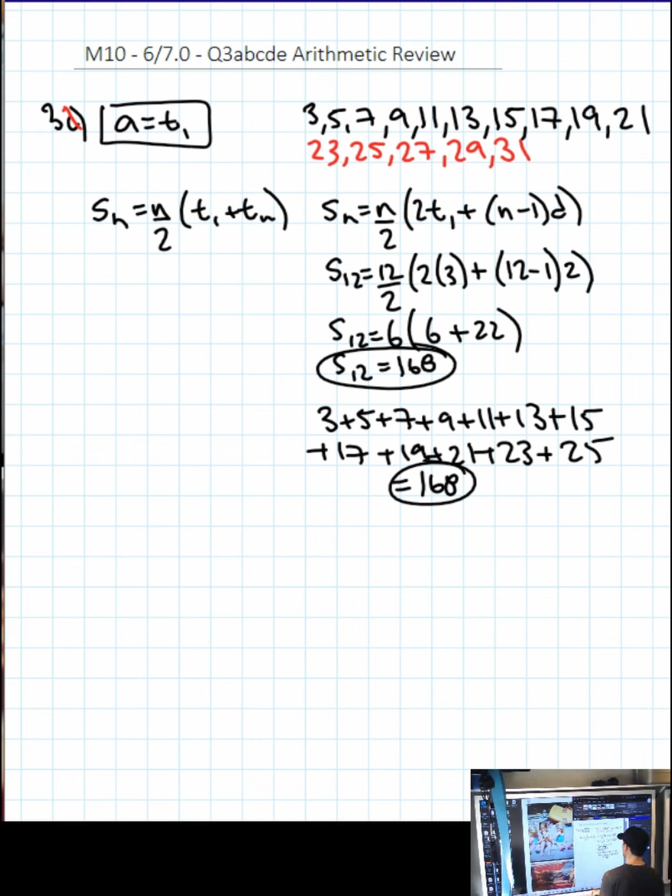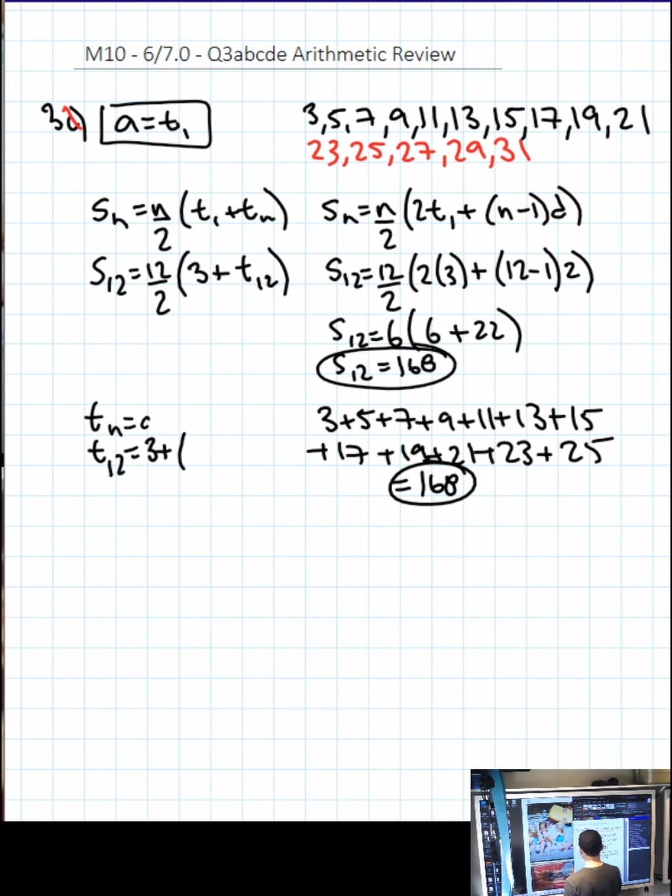So what if I wanted to use the other formula? Looks a lot simpler. Well, S12 equals 12 over 2. We know the first term, 3 plus... But we don't know that term. That's T12. Then we'd have to find T12. So T12 would equal, from the formula, T1, 3 plus, I'm going to write the formula above.